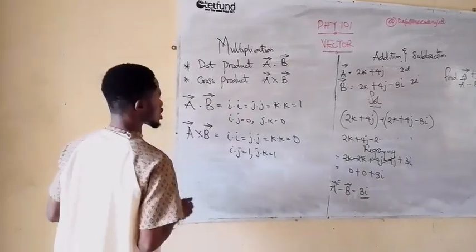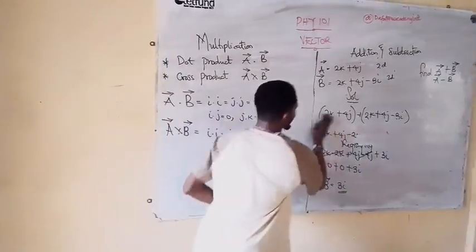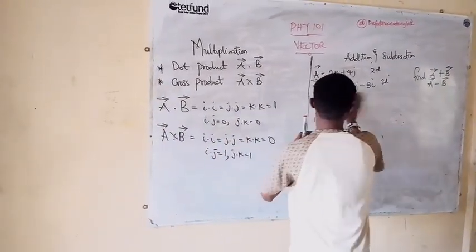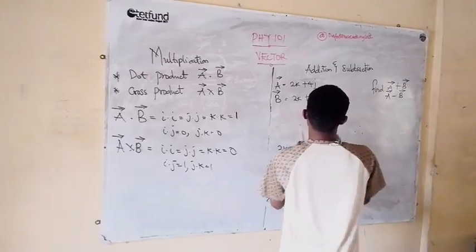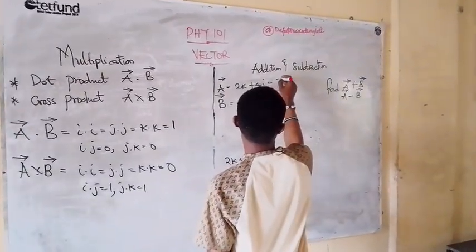Let's say we are given a dot product question. Let me still use this to solve dot product. Let's say I'm having here minus 5k.